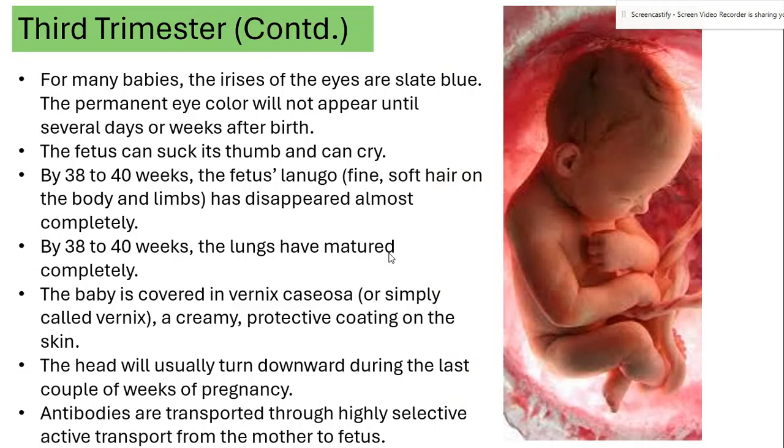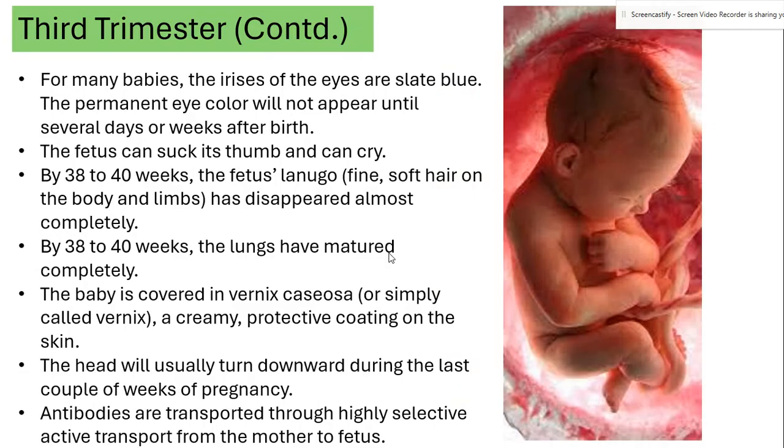Okay, initially we didn't have mature lungs. That's why the fetus was dependent on the mother. The baby is covered in vernix caseosa, or simply vernix, a creamy protective coating on the skin. Yeah, we have all seen it. It's not just humans, it's also animals. If you watch National Geographic, you'll understand it better. The head will usually turn downward during the last couple of weeks of pregnancy. Why? Because it's ready to come out.